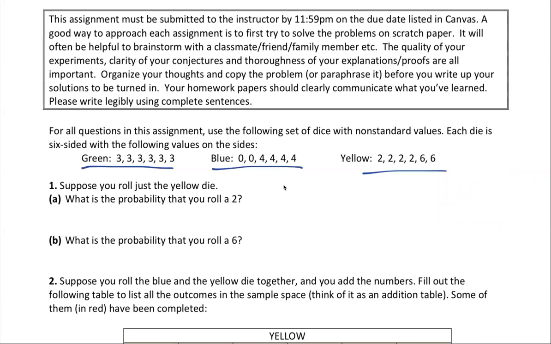Okay. So again, when you're doing these probability questions, always think of fractions, right? What's the probability that you roll a 2? Think about the total number of possible outcomes when you roll that yellow die, and how many ways can you get a 2, right? And then again, you can write these as reduced fractions, decimals, or percents. Okay.